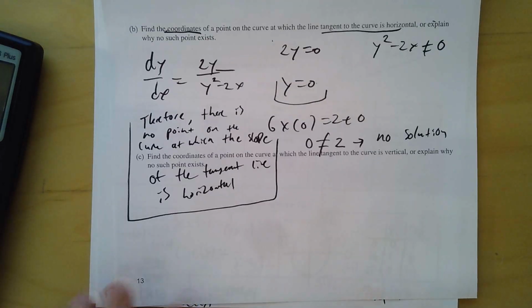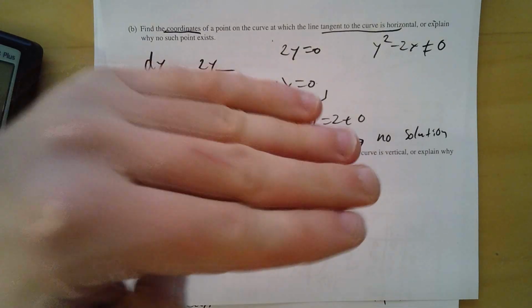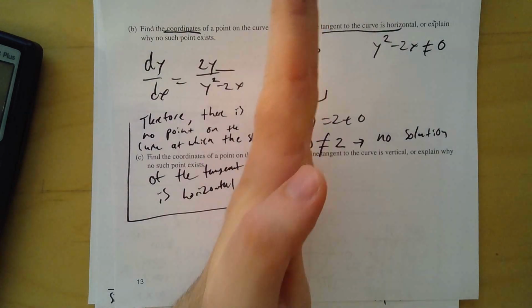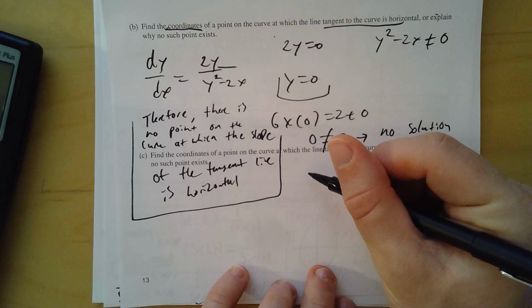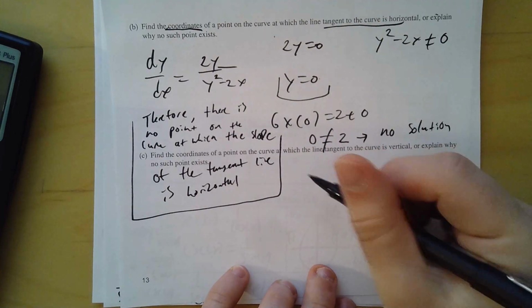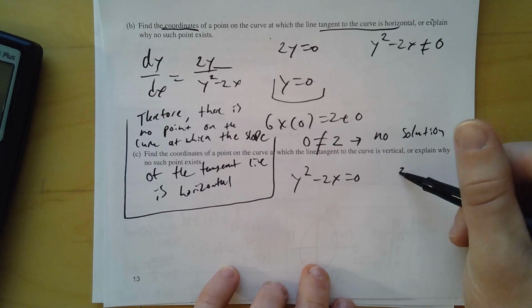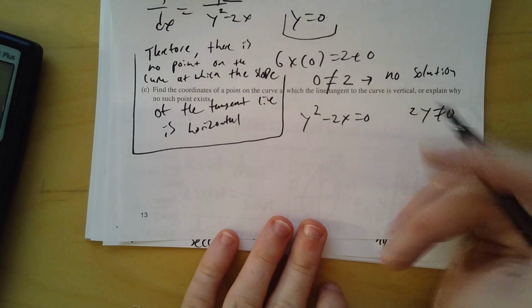All right, sorry about going over here. Find the coordinates of a point on the curve where the line tangent to the curve is vertical. So there are two options. Horizontal is flat, which means the numerator must be 0. Vertical is going straight up, which means the denominator must be 0. The same rules apply, it's very similar but the opposite. So y squared minus 2x must equal 0 and 2y cannot equal 0.